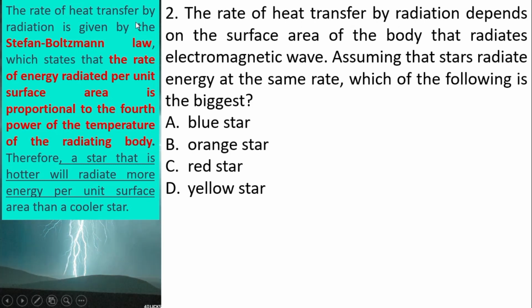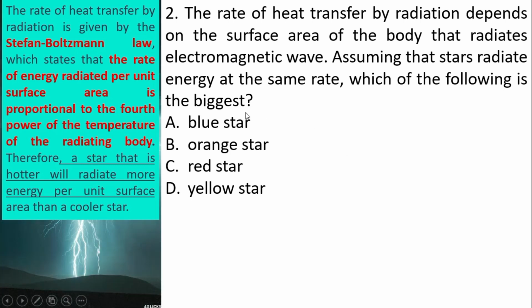So the rate of heat transfer by radiation is given to us by the Stefan-Boltzmann law, which states that the rate of energy radiated per unit surface area is proportional to the fourth power of the temperature of the radiating body. This means that a hotter star will radiate more energy per unit surface area than a cooler star.